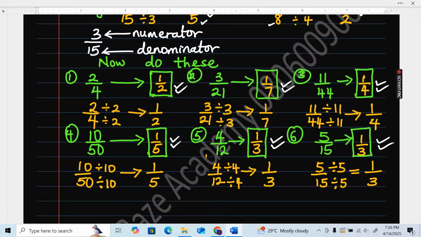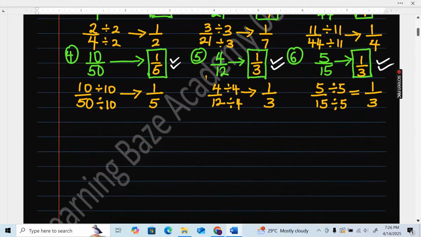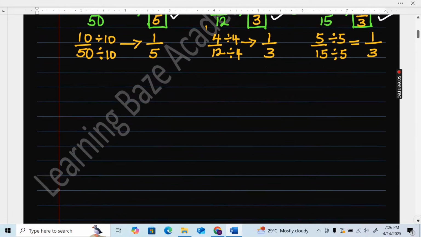Okay, so now let's move on to the next concept of quantitative reasoning.